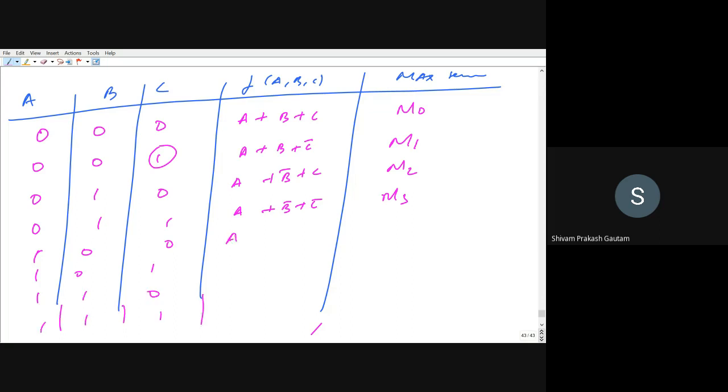So this can be represented by a bar plus b plus c, a bar plus b plus c bar, a bar plus b bar plus c, a bar plus b bar plus c bar. This is max term number 4, max term number 5, max term number 6, max term number 7.